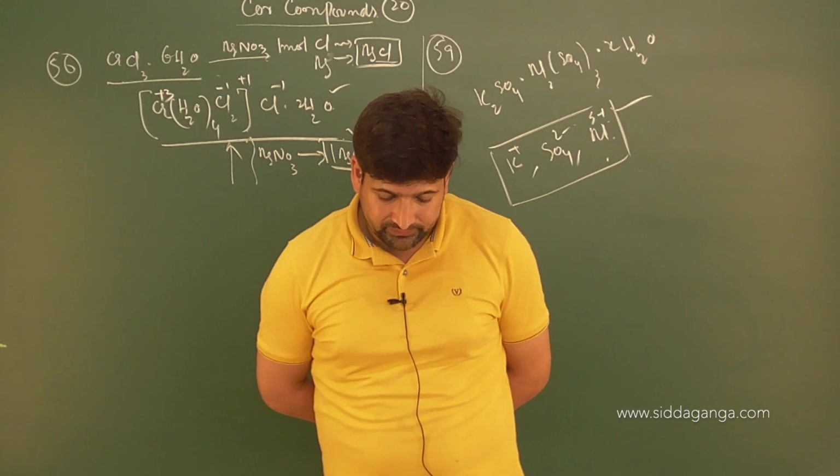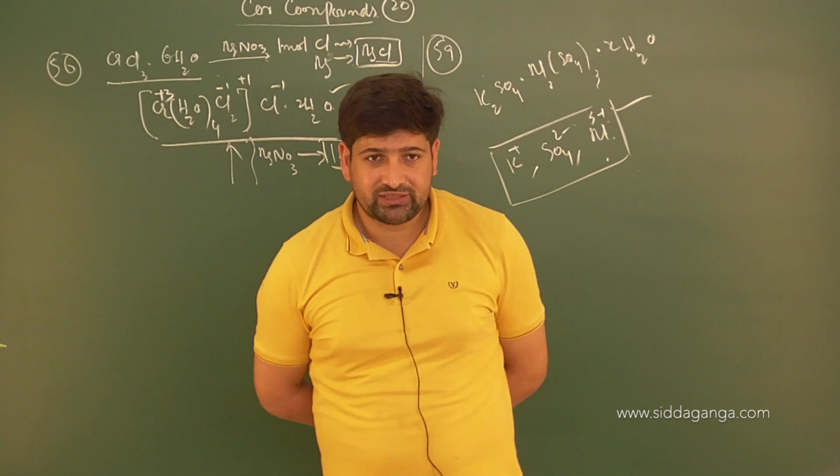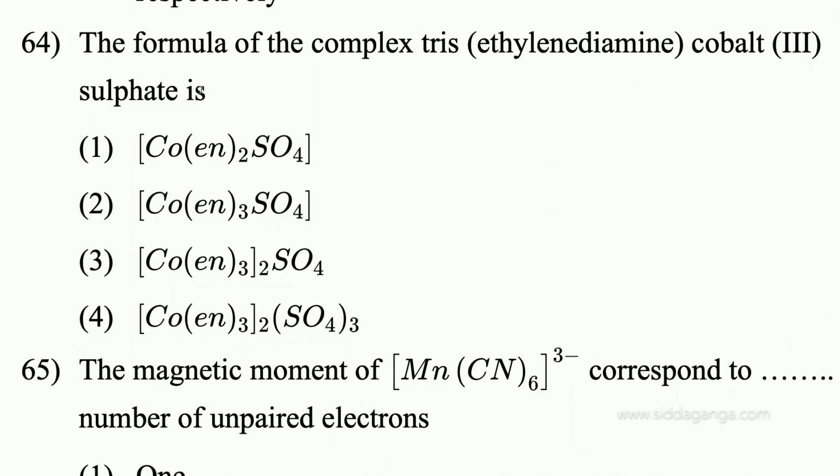Question 64. What's the question asking? The formula of the complex tris(ethylenediamine)cobalt(III) sulfate is? You can have a look at the question directly. Tris ethylenediamine, because it's a polydentate ligand and also a complex ligand. Thus, we have to use tris for it. The number of donating atoms are more than one, so we are using bis, tris, tetrakis, and so on.